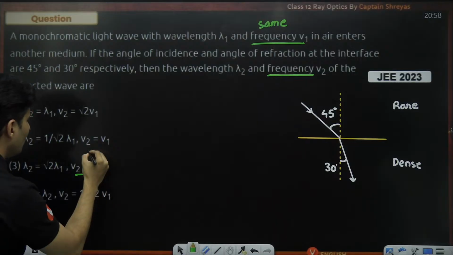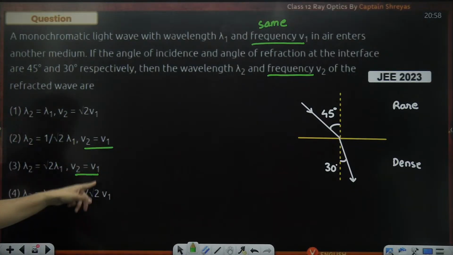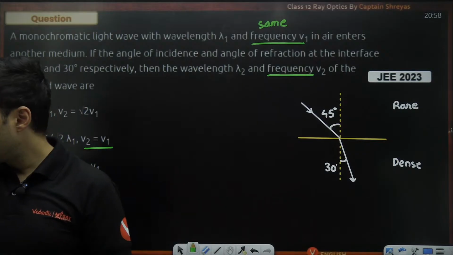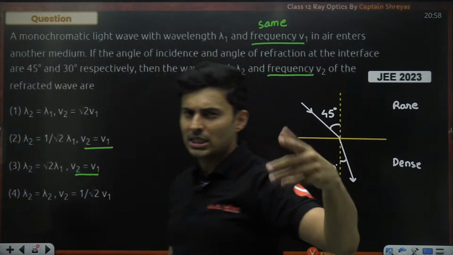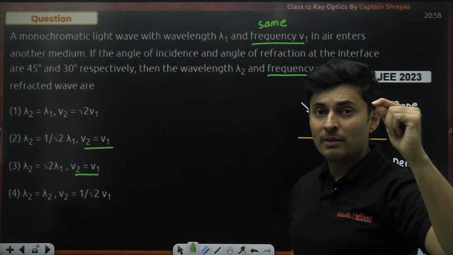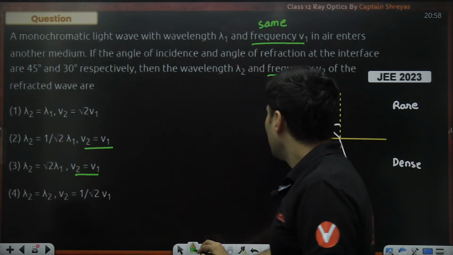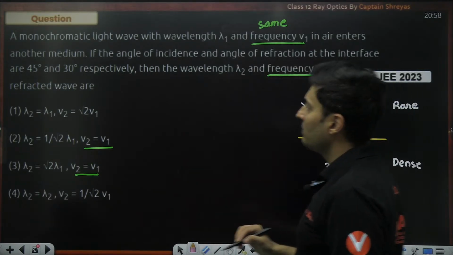So V2 will be mu1 or, yeah, this one. Only one of these options will be correct. Is that making sense, everyone? Nu1 and Nu2, or F1 and F2, will be the same. It will not change. I just told you, because it only depends on the source. Now the only part left is the wavelength part.